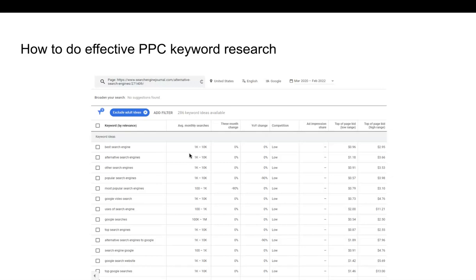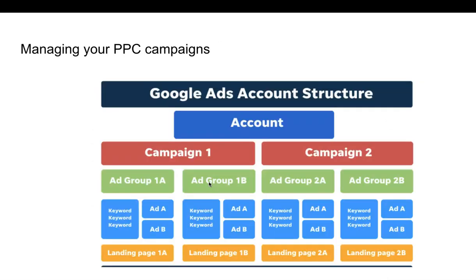You also want to make sure your keyword list is dynamic. So you want to regularly expand, refine, and update your keyword list as you learn what works. You can use tools like Google Keyword Planner or even a third-party keyword finder to discover high volume, low cost keyword opportunities. All right.